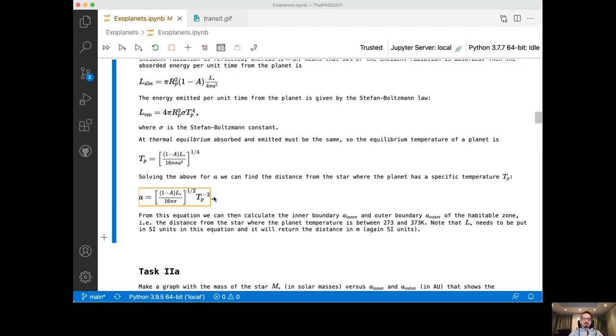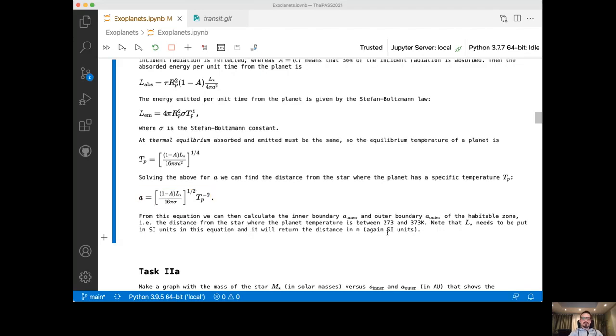So remember at the beginning I said that the temperature for liquid water to exist needs to be between 273 and 373 K, which means, if we put this value here, I can get a maximum distance, the maximum distance that the planet can be away from the star so that it cannot be too cold. And by putting 373, we get the minimum distance that the planet can be close to the star so that it won't be too hot for liquid water to exist.